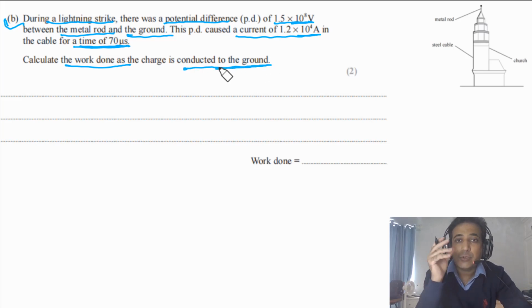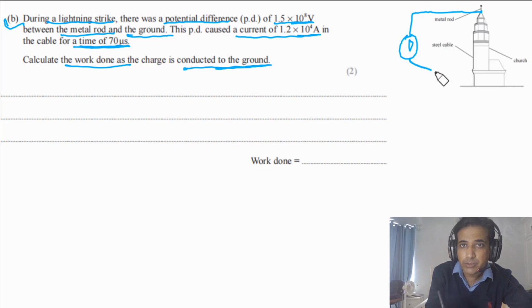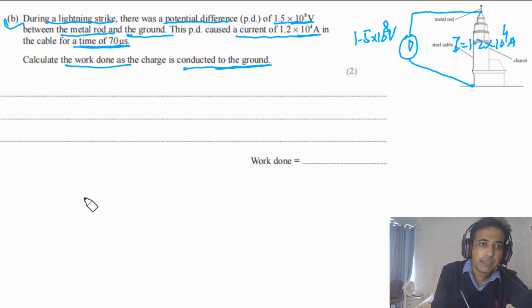So first of all we need to visualize this question. It is given to us the PD between this rod and the ground. If we connect a voltmeter here, the reading on this one is given to us that is equal to 1.5 times 10 to 8 volts. And current passing through this steel cable, current I is given to us that is equal to 1.2 times 10 to 4 amps. We can understand this one in a simpler way.